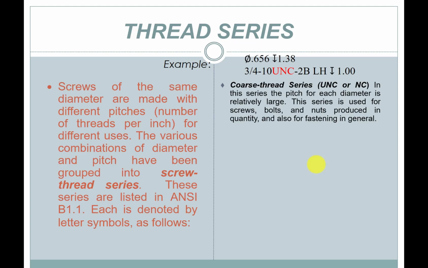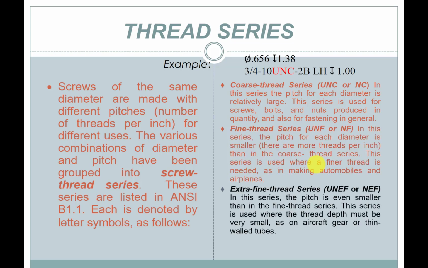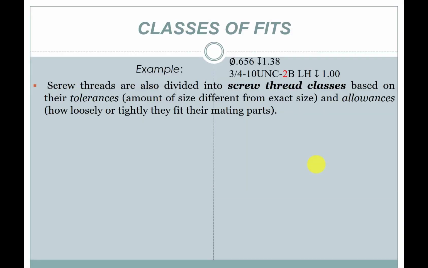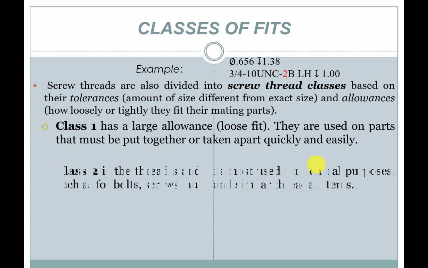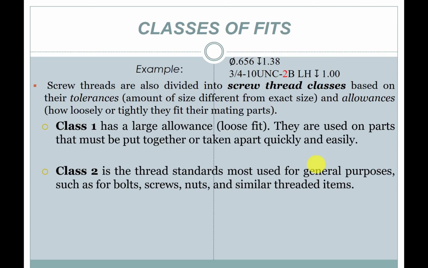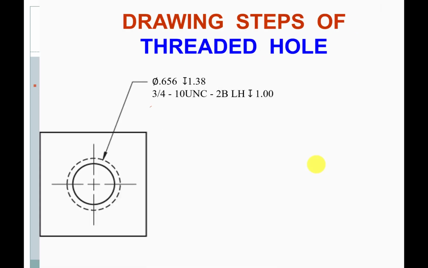Thread series: there are coarse thread series UNC or NC, fine thread series UNF or NF, and extra fine thread series UNEF or NEF. Classes of fits: class 1 is a loose fit, class 2 is a standard fit for mass production, and class 3 has stricter standards for fit and tolerance, usually used in the aerospace and aircraft industry.